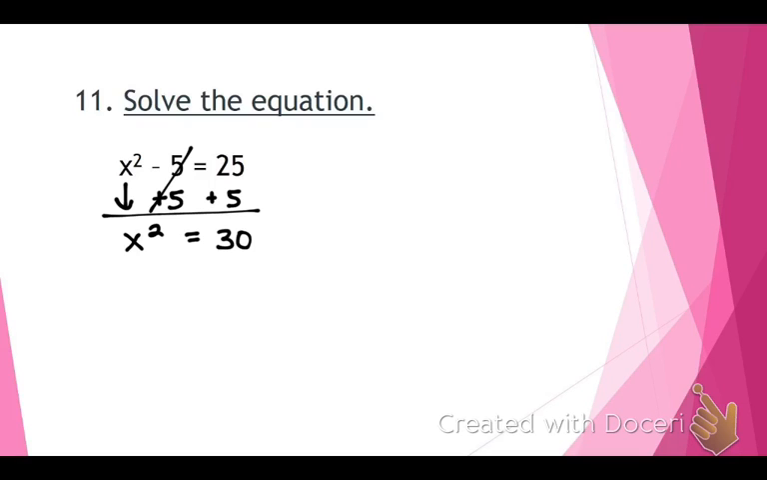So now I have to find the opposite of a square. What is that? Square root. Got to do things to both sides. X equals, what's the square root of 30? 5.5. Now here's one last thought that people forget about often. If you remember, I introduced the variable right here. So what does that do to my answer? It's not just 5.5. Positive and negative 5.5.